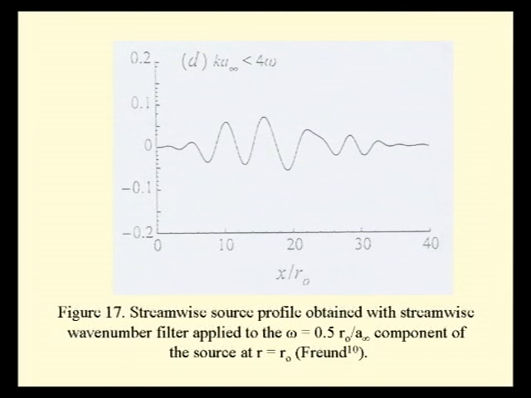And finally, this is the nature of the source which is extracted by filtering. That is, you look at the frequency corresponding to this peak Strouhal number of 0.2, and then look at limited wavelength and what the source looks like. It is a growing and decaying instability wave.